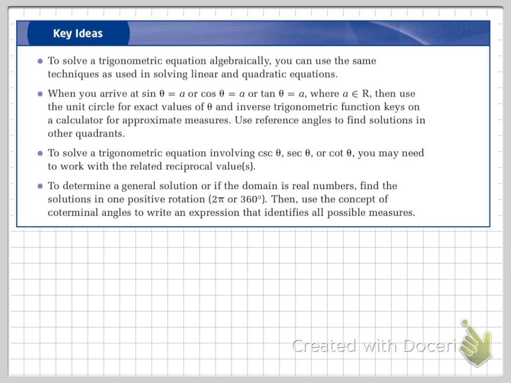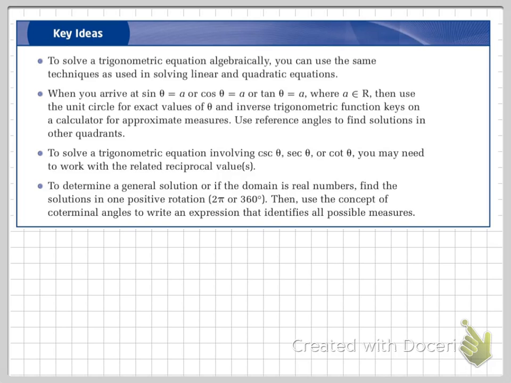In summary, our key ideas. To solve a trig equation algebraically, you can use the same techniques you used in solving linear equations and quadratic equations. When you arrive at sine theta is equal to a, or cos theta is equal to a, or tan theta is equal to a, where a is any real number, then use the unit circle for exact values of your angle, and inverse trig function keys on a calculator for approximate measures. Again, use reference angles and the CAST rule to find the solutions in your other quadrants.